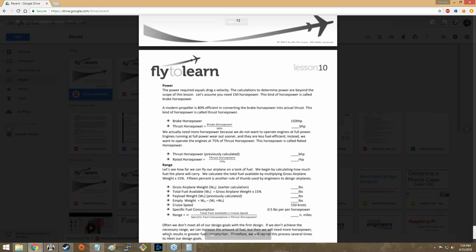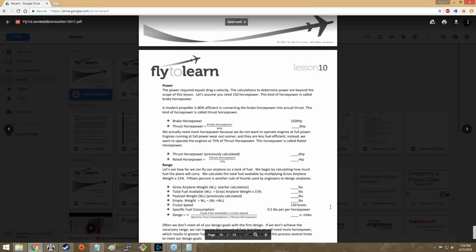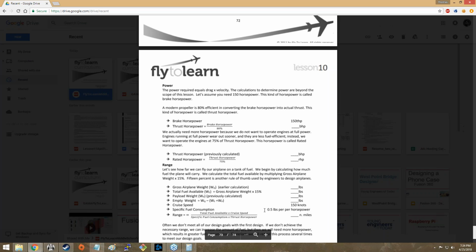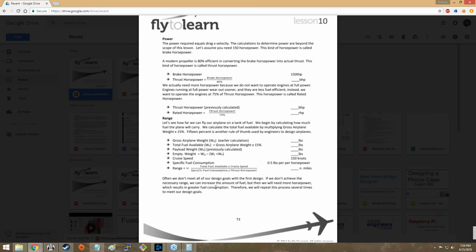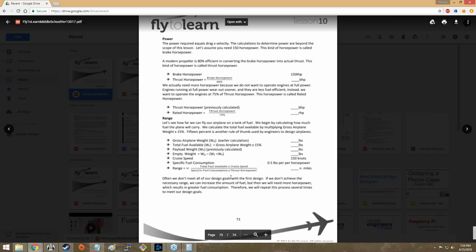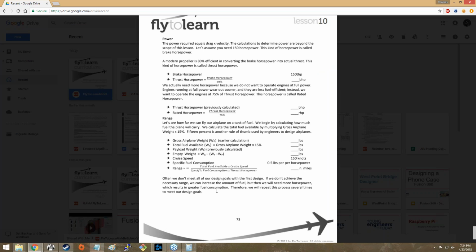All right, so our cruise speed is going to be 150 knots. Our specific fuel consumption is 0.5 pounds per horsepower. So the range is equal to total fuel available times the cruise speed divided by the specific fuel consumption times the thrust horsepower.